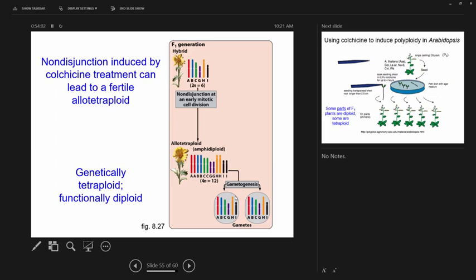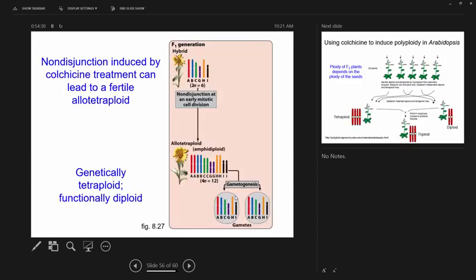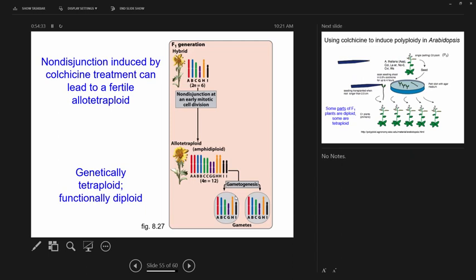So you have 4 of each of the genes. Two copies of each of the genes are here on the A's, B's, and C's, and the other 2 are on the G's, H's, and I's. But now, because you have 2 of each kind of chromosome, you can get pairing at meiosis 1 that is just fine. So this plant is genetically tetraploid because it's got 4 of each gene, but it's functionally diploid because there are only 2 of each homologous chromosome.